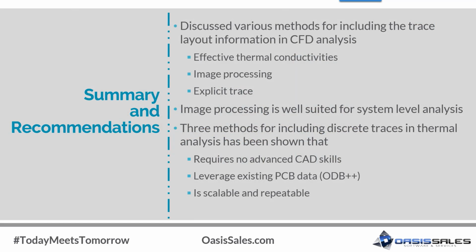In summary, we discussed three methods for the thermal modeling of printed circuit boards. We discussed how image processing can be used to model copper distribution, either through effective thermal conductivities or through explicit traces via Flotherm's PowerMath SmartPart and scripting. Three methods for modeling discrete traces were shown, one based on image processing I just mentioned, and two based on methods found in Flotherm XT, which are discrete net and thermal territories.